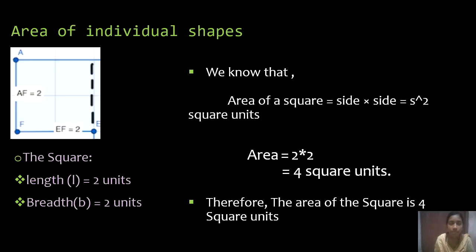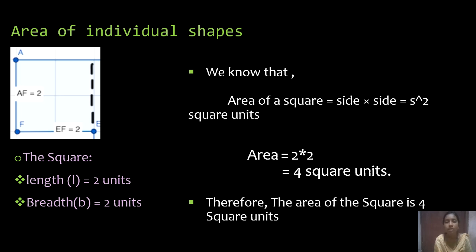So the next step, as I have told you, is to find the area of each individual shape separately. First I am going to find the area of the square separately. This is a square of side 2 units. So the length is 2 units and the breadth is 2 units. We know the area of a square formula. What is the area of a square? Yes, area of a square is equal to side into side, square units.